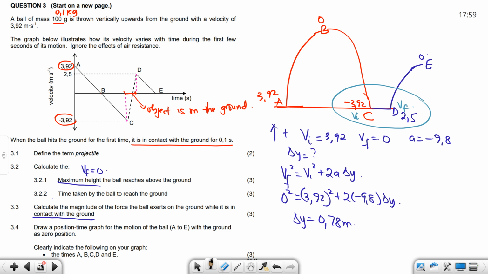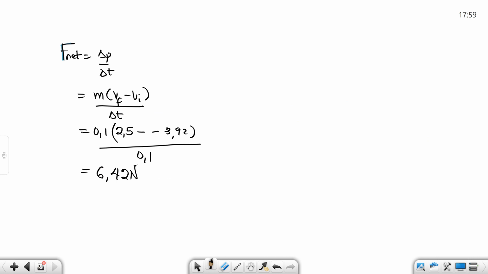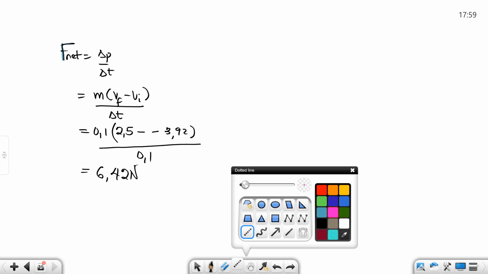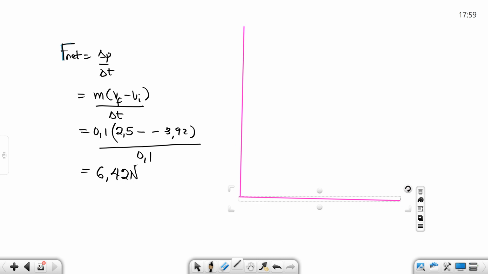Draw a position time graph. Indicate all the times A, B, C, D, E. I'm going to get that question now of the hot air balloon. And Biggie, maybe we can do your question in the next session because now we cover photoelectric effect. Okay, we'll try if there's time.